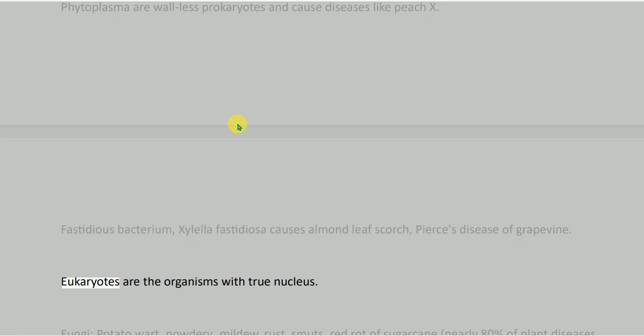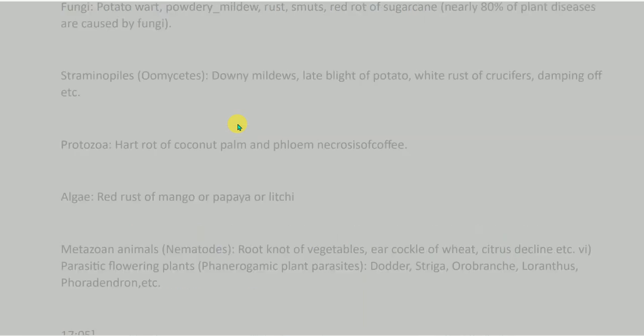Eukaryotes are the organisms with a true nucleus. Fungi: potato wart, powdery and downy mildew, rust, smuts, red rot of sugarcane. Nearly 80% of plant diseases are caused by fungi. Stramenopiles, Oomycetes: downy mildews, late blight of potato, white rust of crucifers, damping off, etc. Protozoa: heart rot of coconut palm and phloem necrosis of coffee. Algae: red rust of mango, papaya or lychee. Metazoan animals, nematodes: root knot of vegetables, ear cockle of wheat, citrus decline etc. Parasitic flowering plants, phanerogamic plant parasites: dodder, striga, orobanche, loranthus, phoradendron etc.